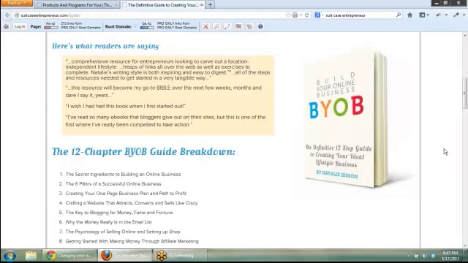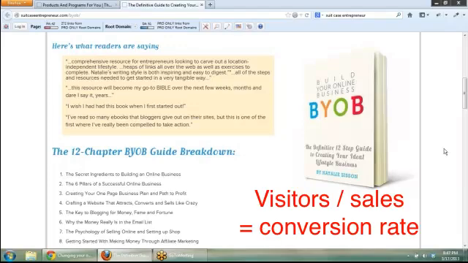And just for people who are watching this, how you work out your conversion rate, as I understand it, is how many visitors are coming to this page. So let's say you get 200 people a week visiting this page.